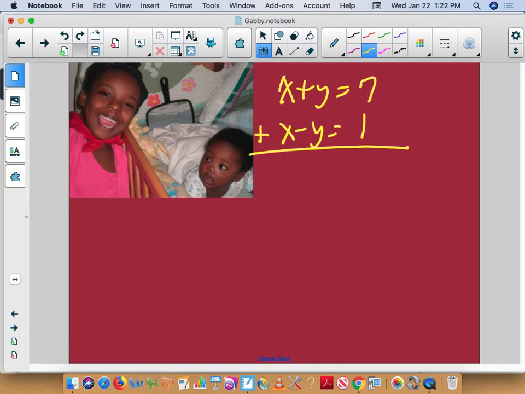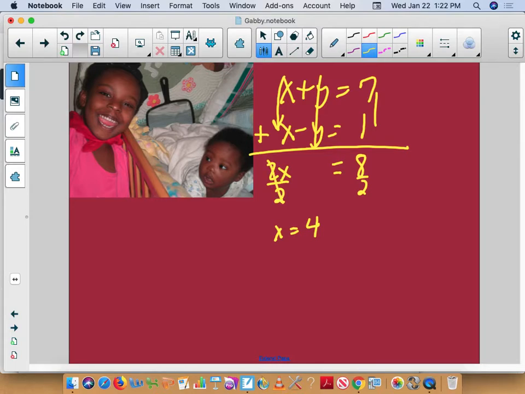How many x's do I have as I add these? 2x. What happens to my y's? They cancel out. Equals 7 plus 1 is 8. And now you want to find x. That's why I had you do the other homework. What are you going to do to find x? Divide by 2. Great, Daniela. Divide by 2. And so now Daniela knows her x is 4.